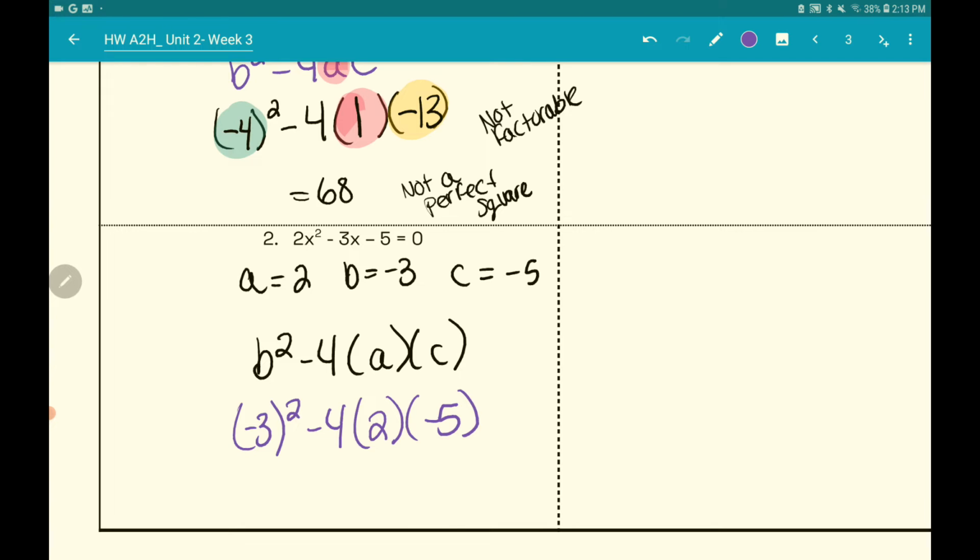All right, I plug this into my calculator and I get 49. If you're not sure if something is a perfect square or not, take the square root. If you get a decimal, then it's not a perfect square. If you get a whole number, then it is a perfect square. So if I take the square root of this, I would get 7. So it is a perfect square. So I can factor.